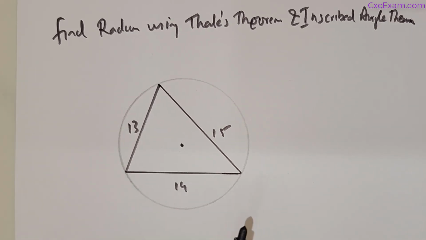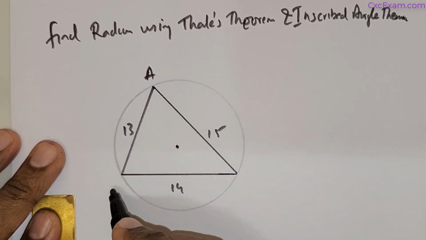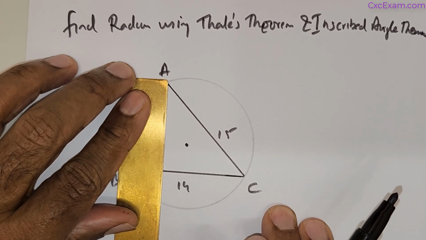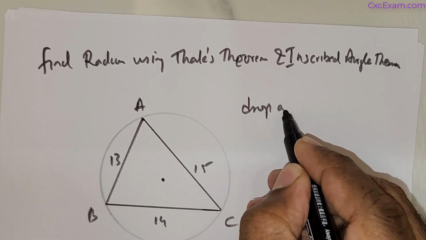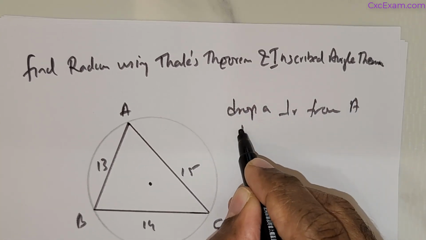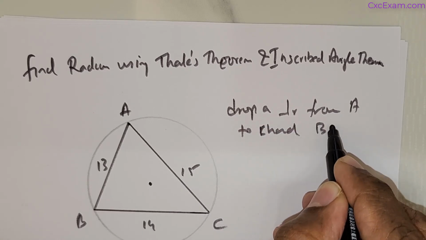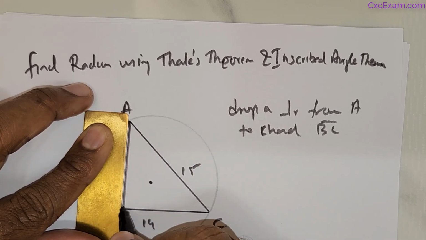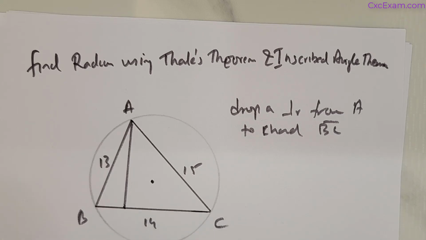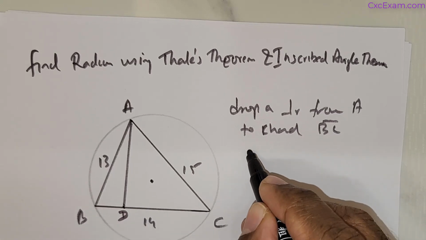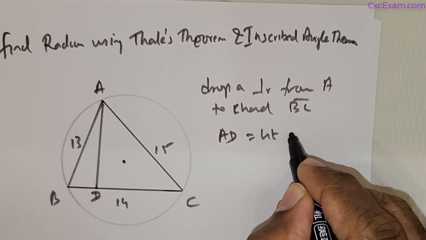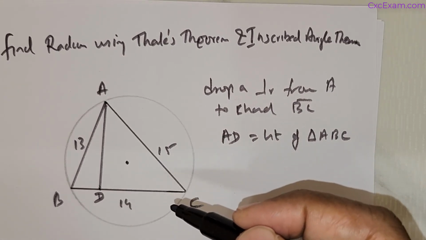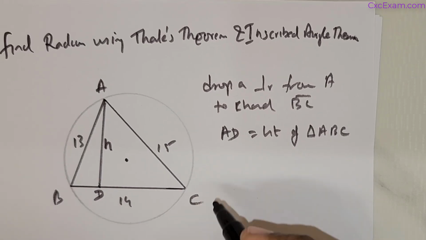Alright, so foremost, let me name them as A, B and C. I will drop a perpendicular from A to chord BC. So this is what we have got, right? And I name it as D. So AD is the height of triangle ABC. Let me take it as H.